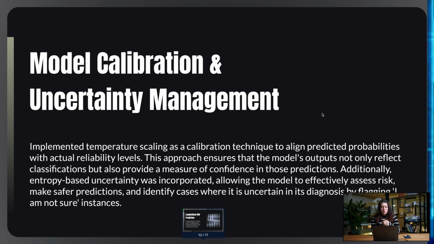I also redid the model calibration and uncertainty management. Before, accuracy was about 99%, which sounds too good to be true, which kind of is. With calibration, it kind of makes it humble. It makes it real. It brings that percentage of accuracy to something more real. Using temperature scaling, entropy-based uncertainty is incorporated in this model. It's more effective for risk, and it makes safer predictions.